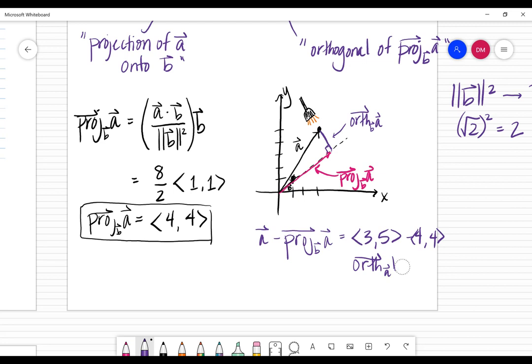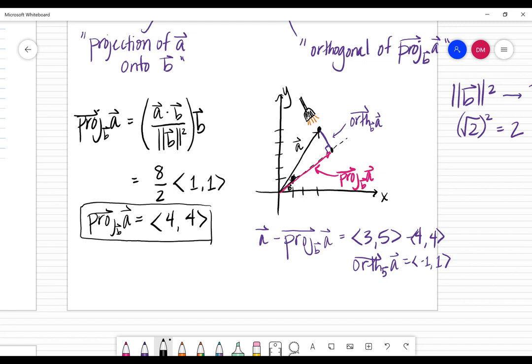I did that backwards. Orthogonal of A onto B is going to be negative 1, 1. Okay, and we can look at that. We got this negative in here. Well, think about, if I am starting from an initial point right out here at 4, 4, and I go back 1 and I go up 1, that gets me onto that tail of A.